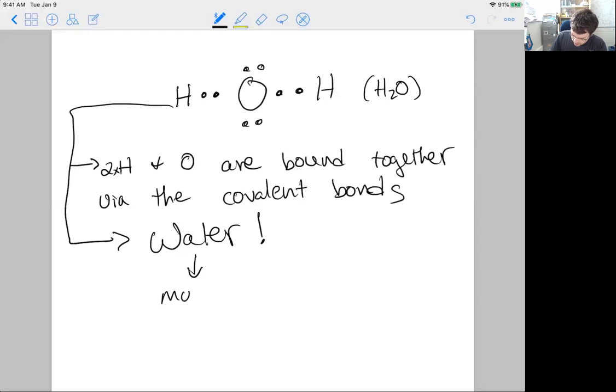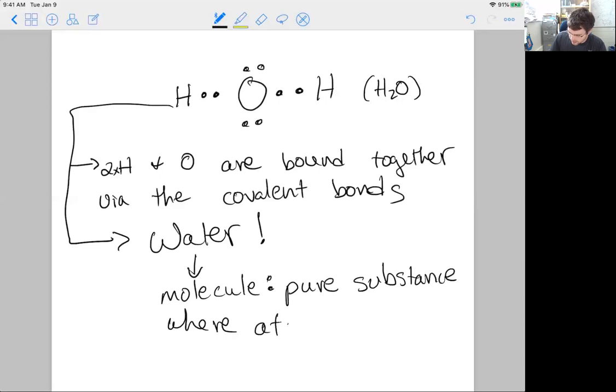Water is a molecule. I won't worry too much about the difference between molecules. Okay, so we have a molecule. This is a pure substance where atoms are bonded by covalent bonds, or bound through covalent bonds.